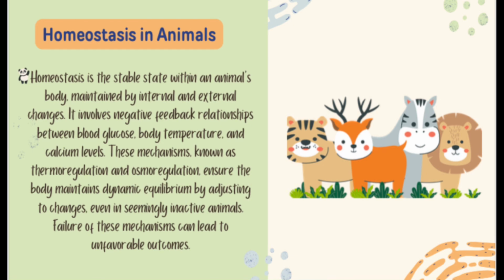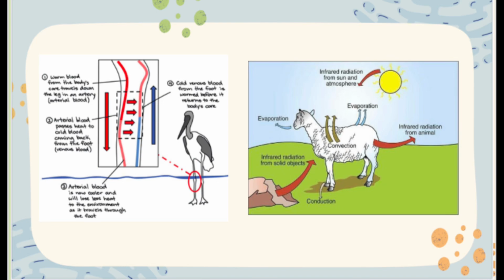The two key homeostatic mechanisms are, first, thermoregulation. This is the process of regulating body temperature. Animals maintain a relatively constant internal temperature despite fluctuations in the external environment. This involves mechanisms like sweating, shivering, and changes in blood flow.